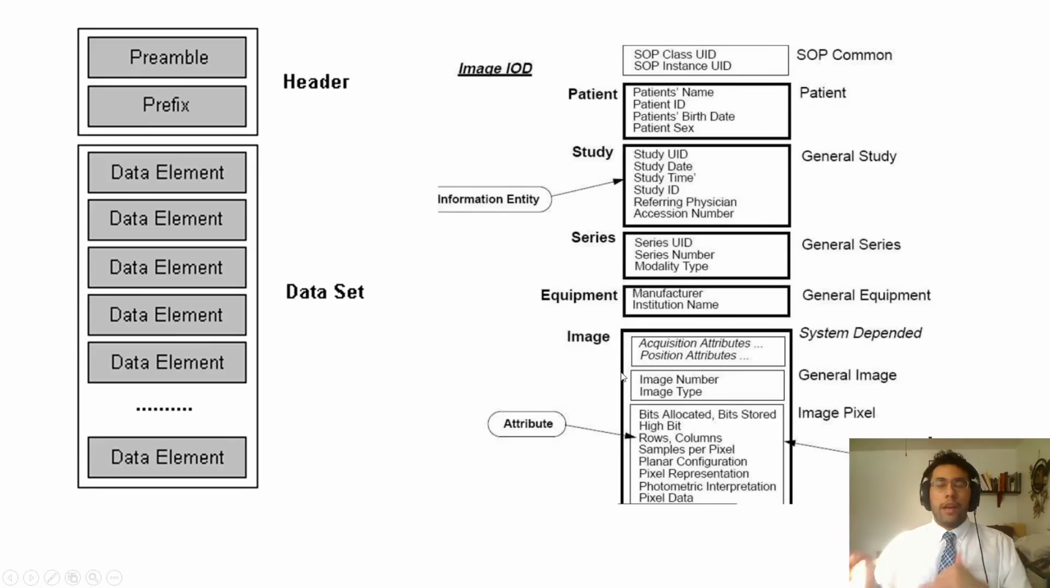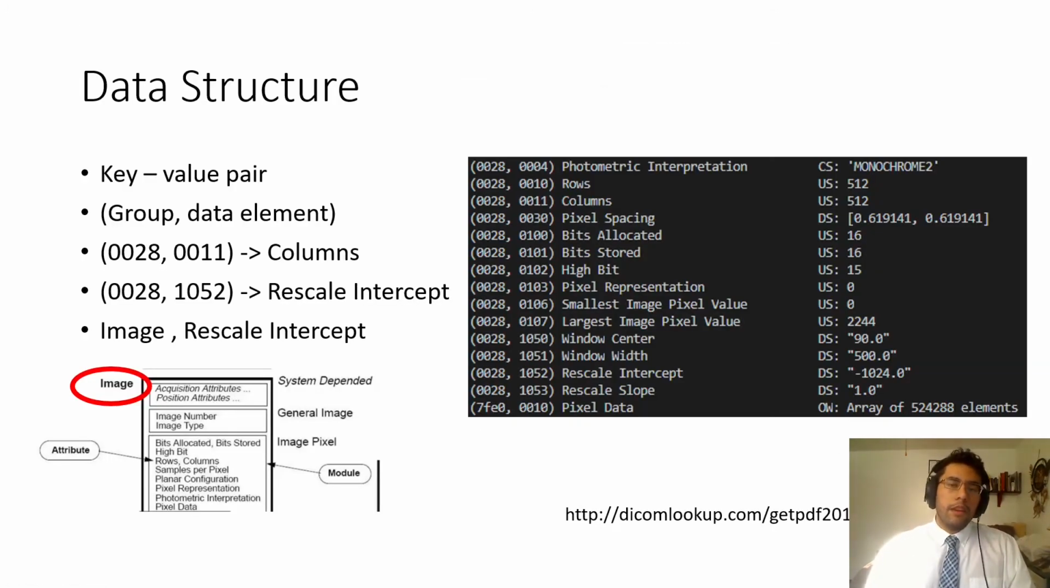This will also help us with our programming code if you're familiar with Python. The way the data is structured is in a key value pair. A group has a unique number like 28, and it uses 28 to relate to the group name. So all these groups here, 28 relates to the image group like I showed you in the last slide. And then the data element will have a unique number. So you have an element 4, 10, 11, 30, 100 that contains their own data.